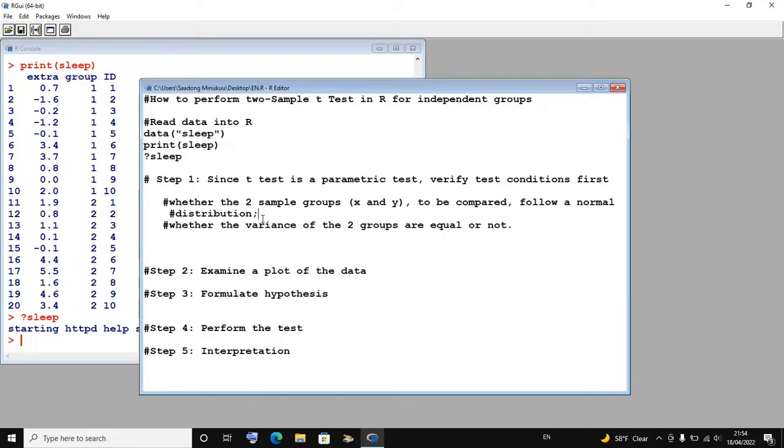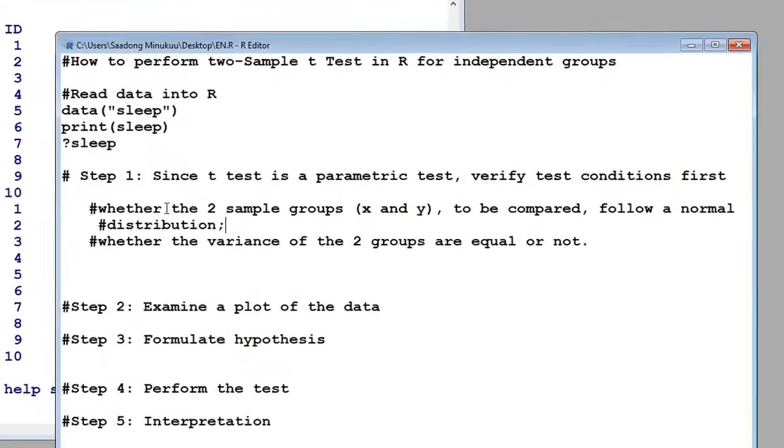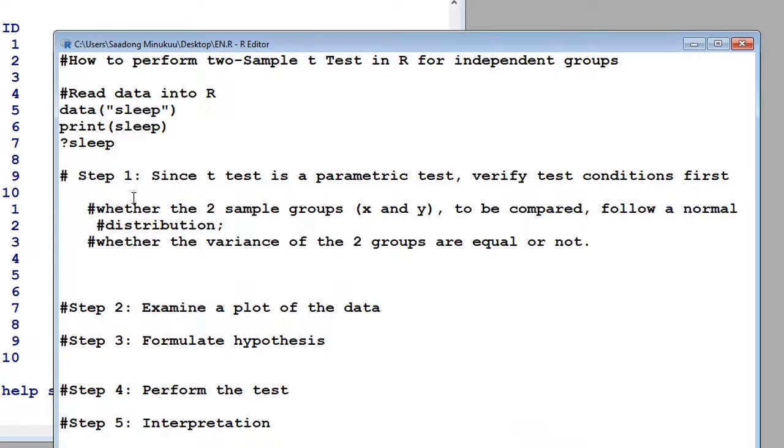Like I said, when performing a t-test, since it's a parametric test, it's based on certain population assumptions, and these assumptions must be verified. You must verify that the conditions for the test are met before you start doing the test, because the reliability of the test is based on these assumptions on the populations.